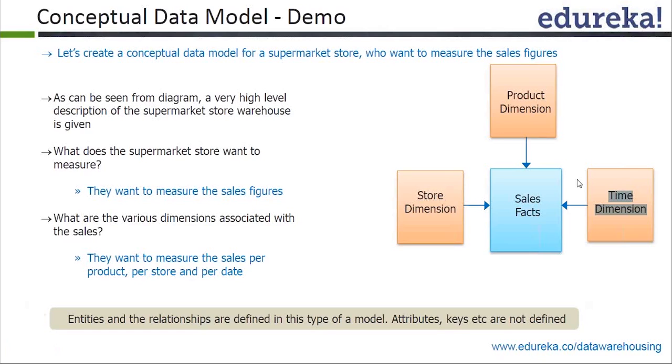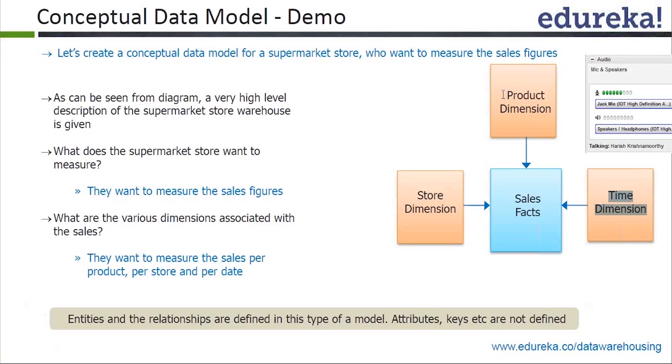So this is very high level. It doesn't show you what different measures your fact table has or how these tables are related, nothing. It just gives you that there are four tables and they are related to each other. This particular conceptual data model is for a supermarket who wants to measure the sales fact. I think this example we discussed a lot of times.